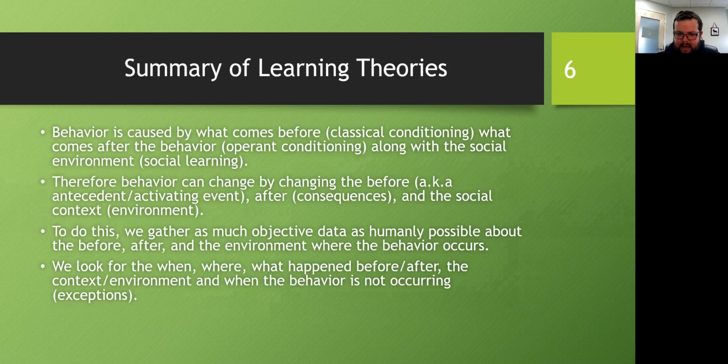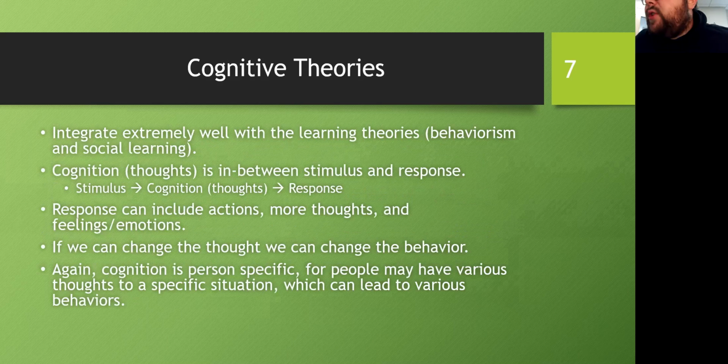So again, we're going to look for when the behavior occurs, where it occurs, what happened before, what happened after, and the context or the environment of when that behavior is not occurring or is occurring. So you want to look for exceptions as well as promotions. Okay, that's really the gist of your big old behavioral and social learning theories.